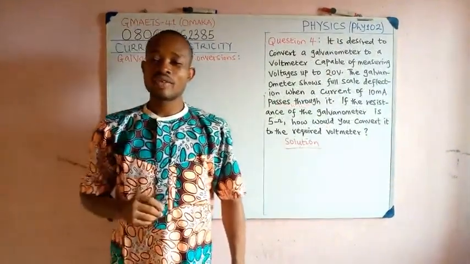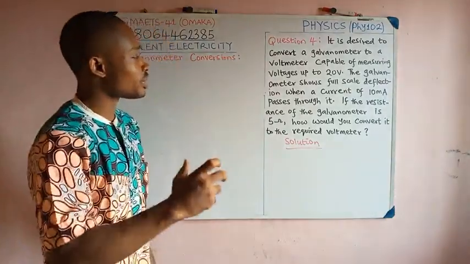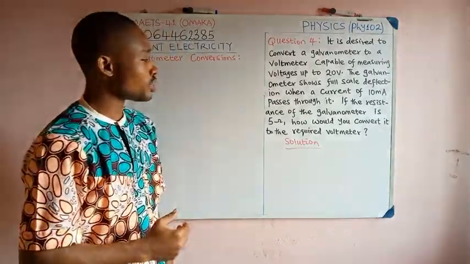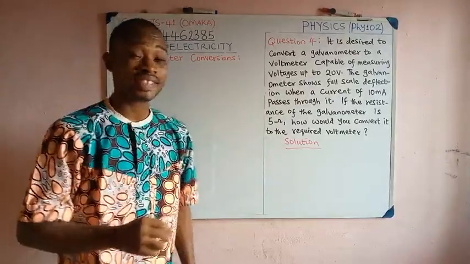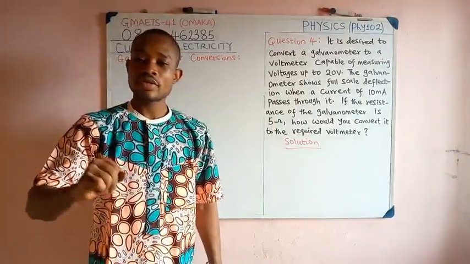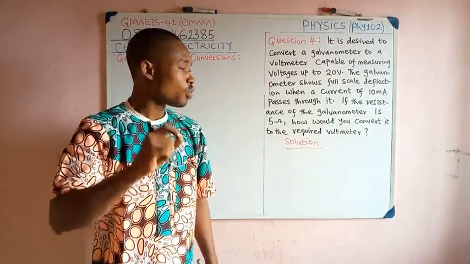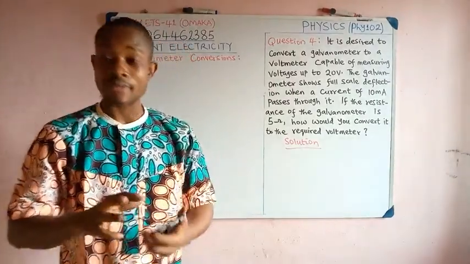In this video, we now have another question, where it is desired to convert a galvanometer to a voltmeter capable of measuring voltages up to 20 volts. The galvanometer shows full-scale deflection when a current of 10 milliampere passes through it. If the resistance of the galvanometer is 5 ohms, how would you convert it to the required voltmeter?